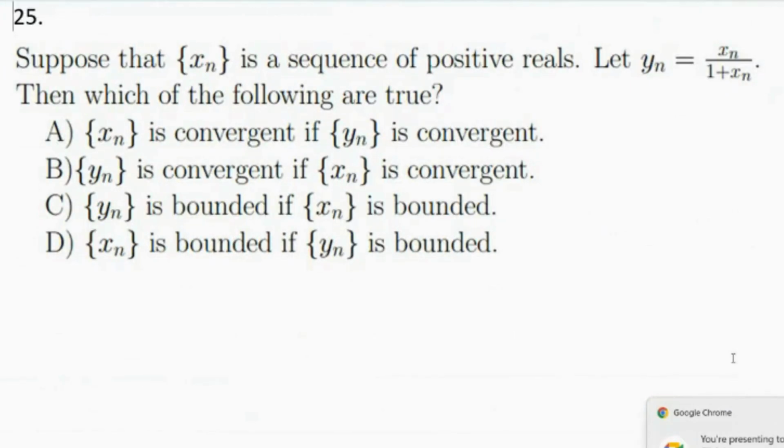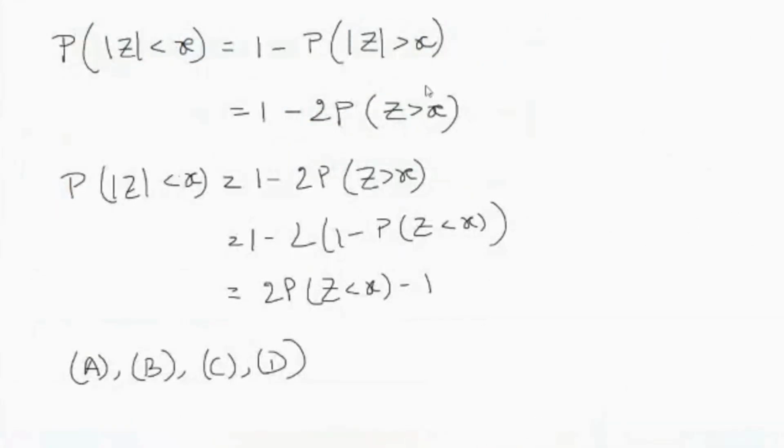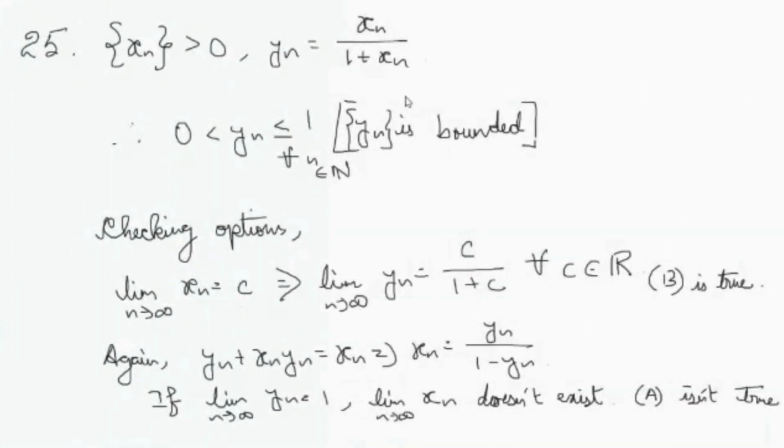Question 25 says that x_n is a sequence of positive reals, y_n is x_n by 1 plus x_n, and we have to check which of the following are true. x_n is convergent if y_n is convergent, y_n is convergent if x_n is convergent, y_n is bounded if x_n is bounded, and x_n is bounded if y_n is bounded. There are 4 options we need to check. In the first, we can observe that since x_n is greater than 0 and y_n is x_n by 1 plus x_n, then 0 less than y_n less than or equal to 1 for all n belonging to the natural numbers. So y_n is bounded irrespective of what x_n is.